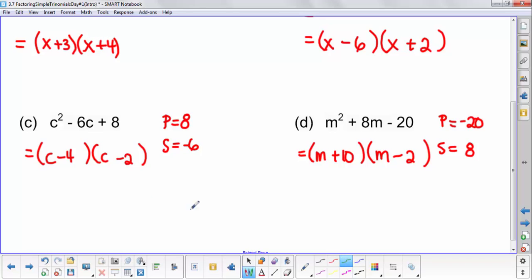If you ever wanted to check your work, know that you can always expand your answer by doing distribution, and you should get the original question back.